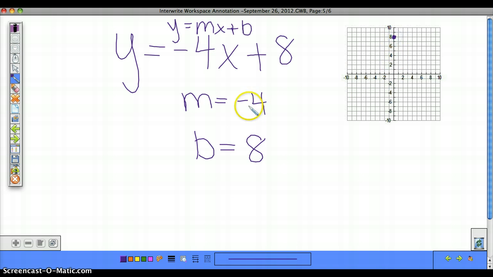So I'm going to plot 0, 8 as my y-intercept. And now for my slope of negative 4 over 1, I'm rising negative 4, and I'm running 1. So if I have a negative 4, instead of going up, I'm going to go down 1, 2, 3, 4. But I'm also running 1, so I'm going to go to the right 1. Following my slope again, I'm going down 1, 2, 3, 4, and I'm going right 1. Now all I have to do is connect my points, and we have our line.